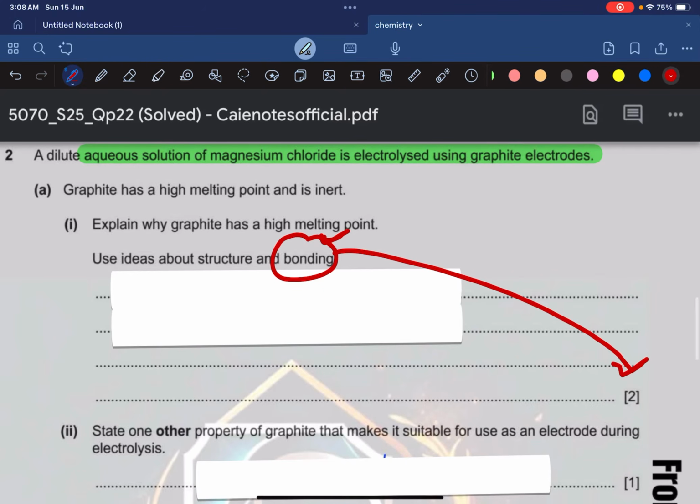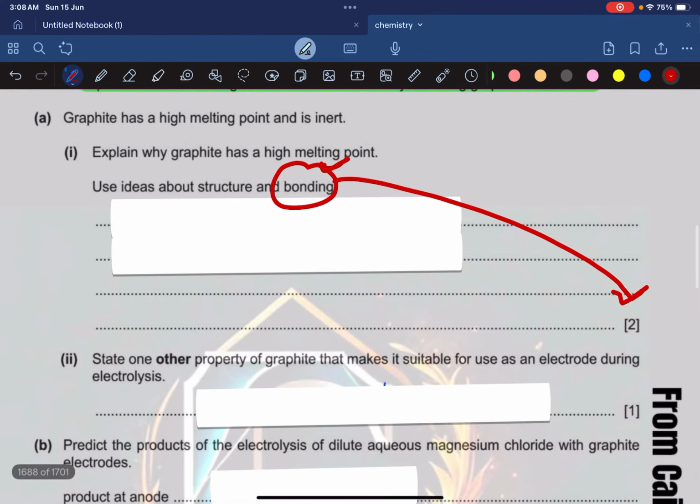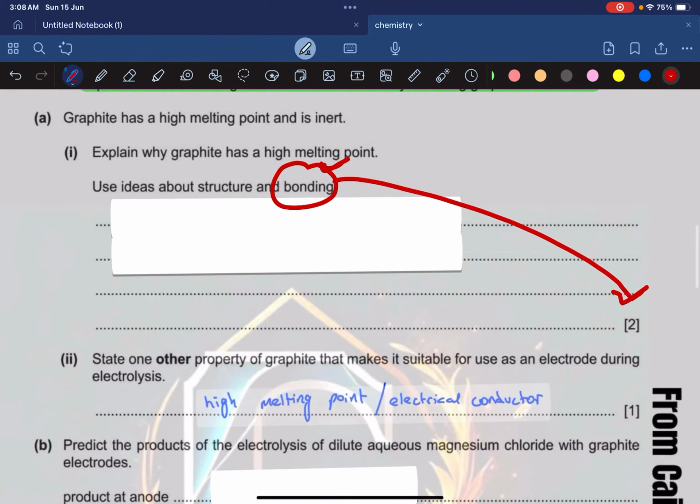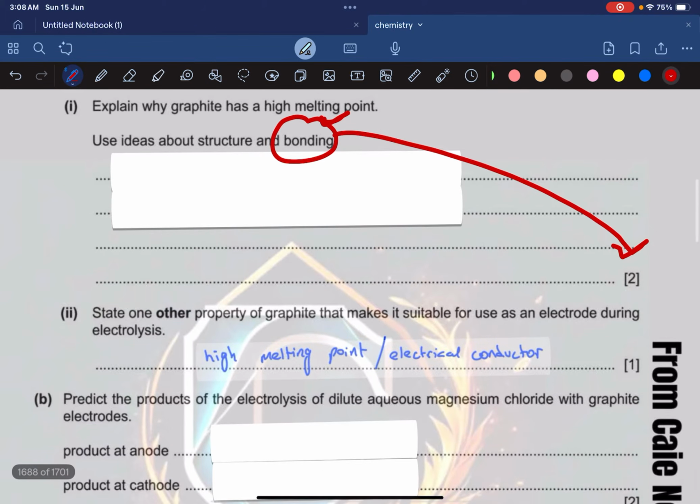Okay, graphite has a high melting point. That means it's going to melt at a very high temperature, and it is inert. These are two qualities of graphite, and the third one is going to be its electrical conductivity. Why is it going to be electrical conductivity?